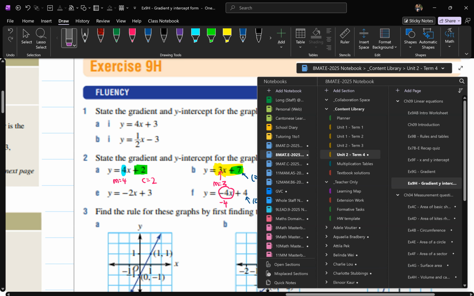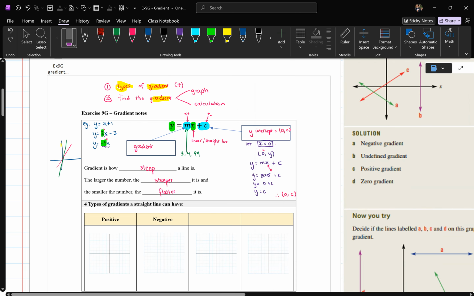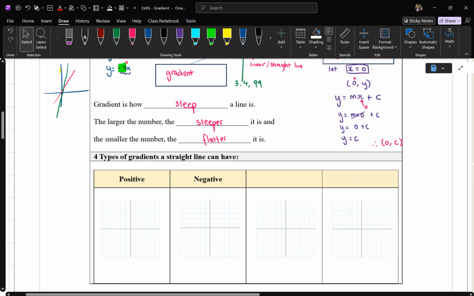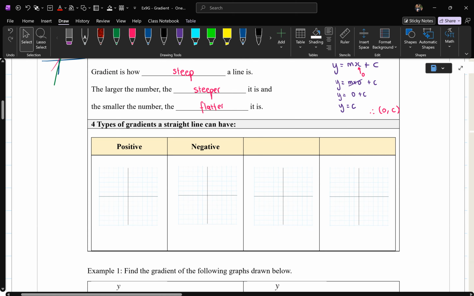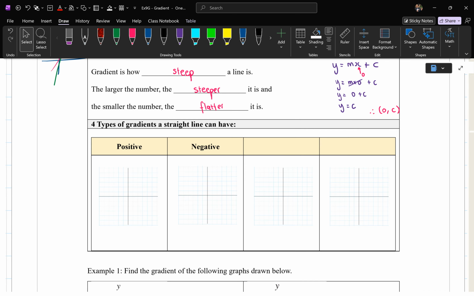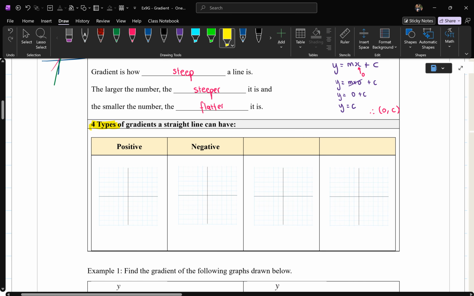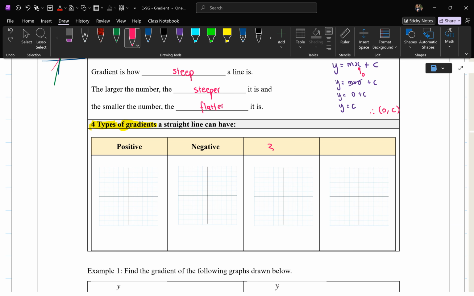All right, now let's go back to our notes again. So here's our notes. Now, the gradient, yes, we know if it's going to be steep or flat, but we don't know what the number represents. So here, I'm going to get you to memorize a few things. There are 4 types of gradients. This is one of the first skills I said I want you to learn. What are the 4 types? We've got positive, negative, 0, and undefined. I'll explain that much later.